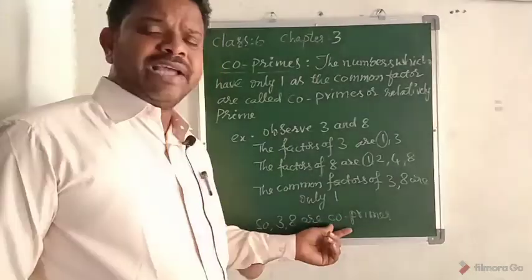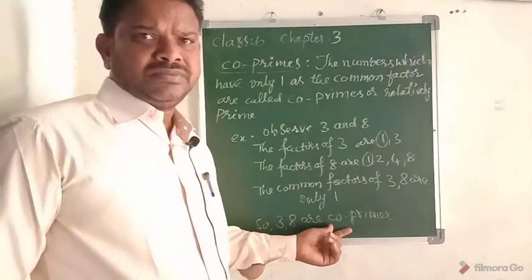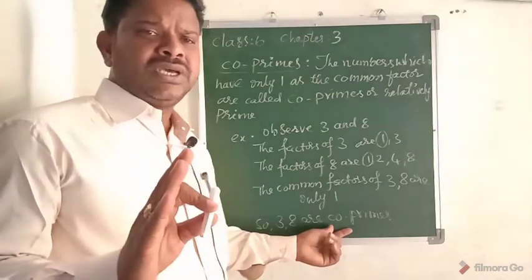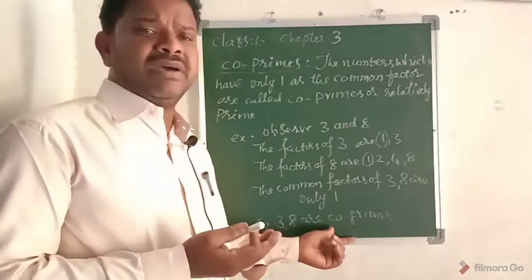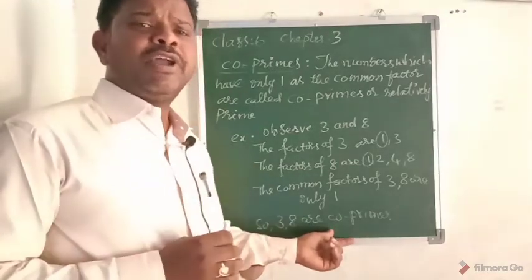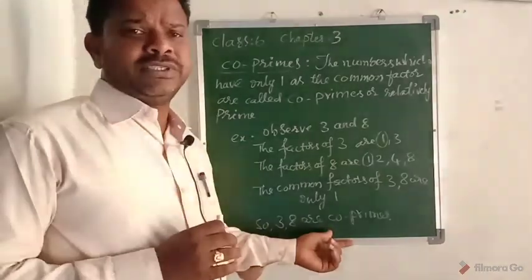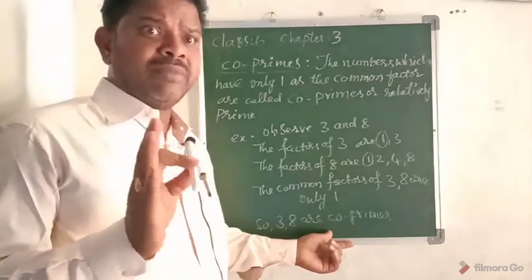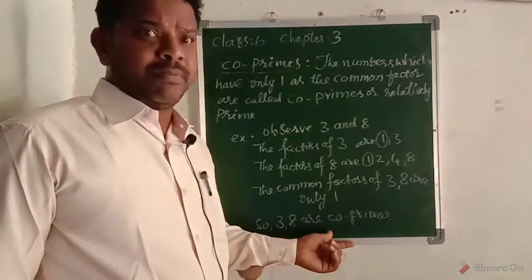Then all primes are coprimes. If we have two primes, they are prime numbers, so we need not worry to say they are coprimes. But all coprimes need not be prime numbers.